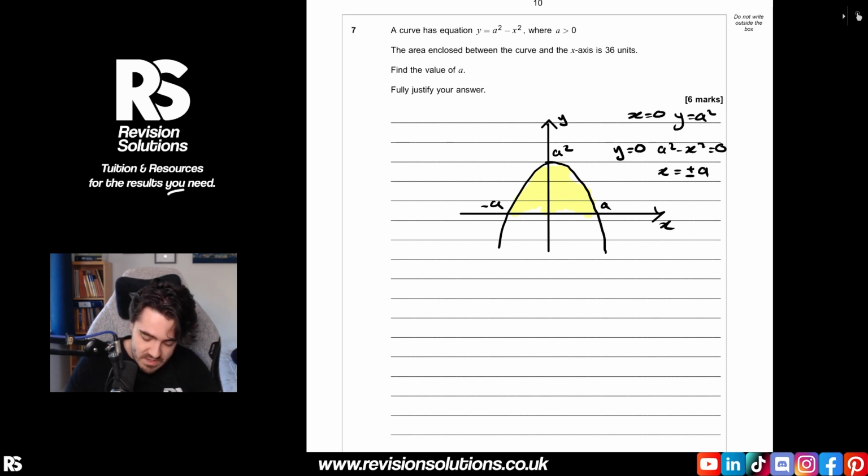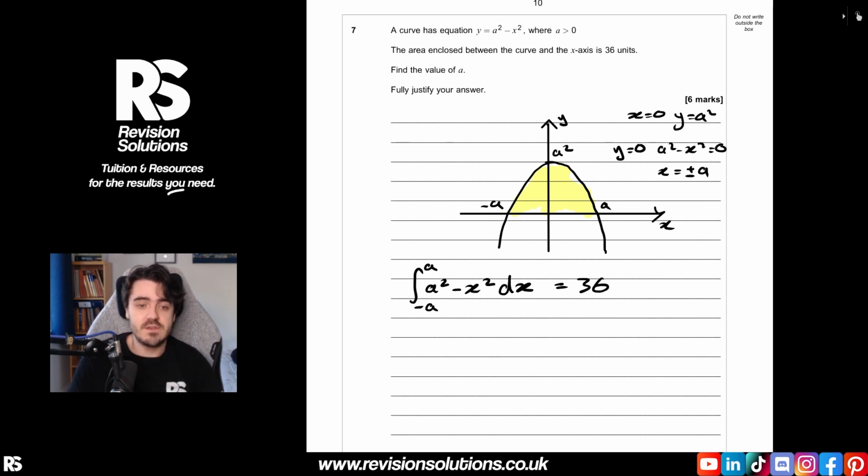So if we were going to actually calculate that area, we'd have to use an integral. So we'd integrate the curve between minus a and a. So we must know then that the integral between minus a and a of a squared minus x squared dx must equal 36. So if we perform this integral, it's going to give us something for a, or an equation to solve for a at least.